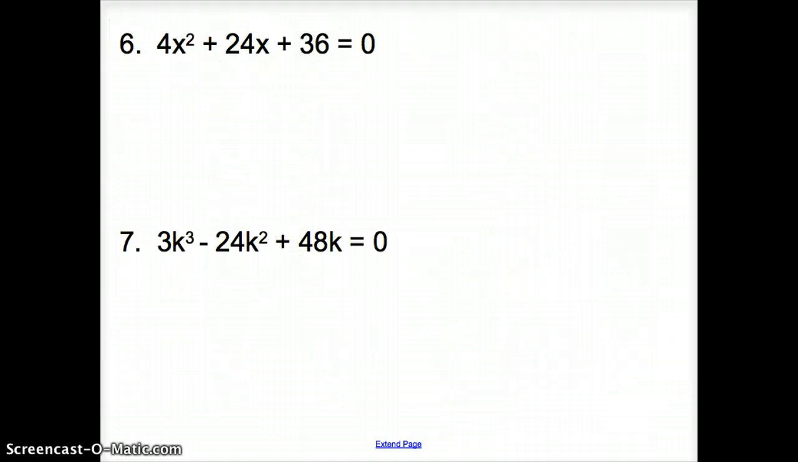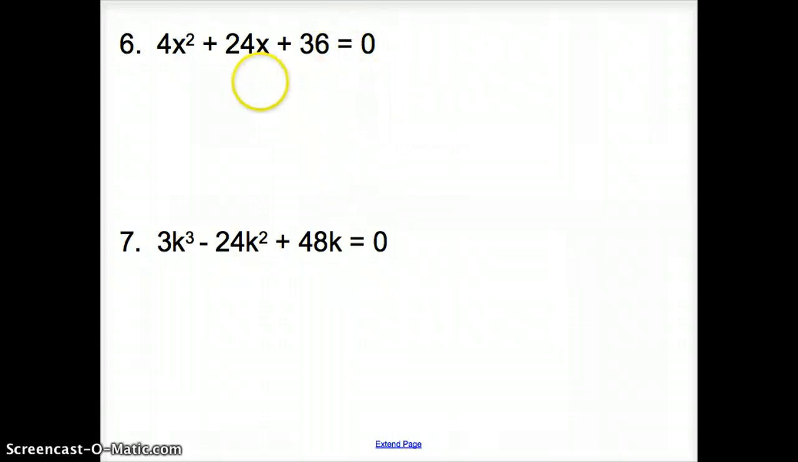Next, last two. Here we are asked to solve, but it equals 0. Now we have 3 terms, so I cannot square root because I have 3 terms and I have this x, all right? I have this x and I have 3 terms. So what do we have to do? We have to factor. Remember, when we factor, does it equal 0? Yes.